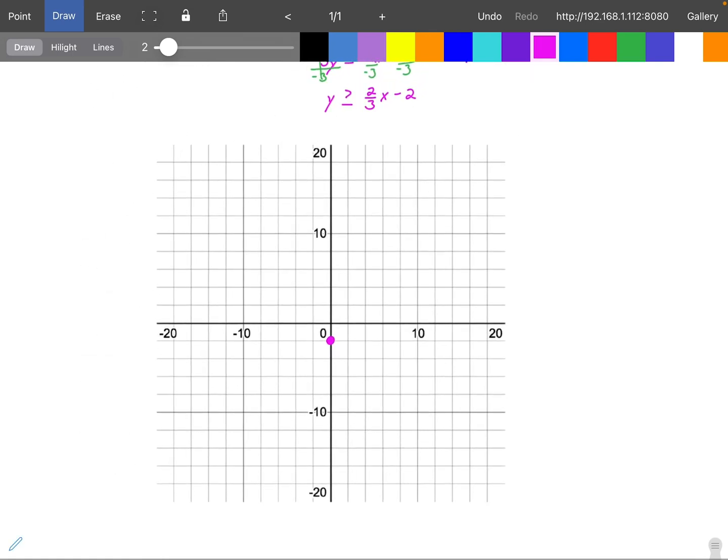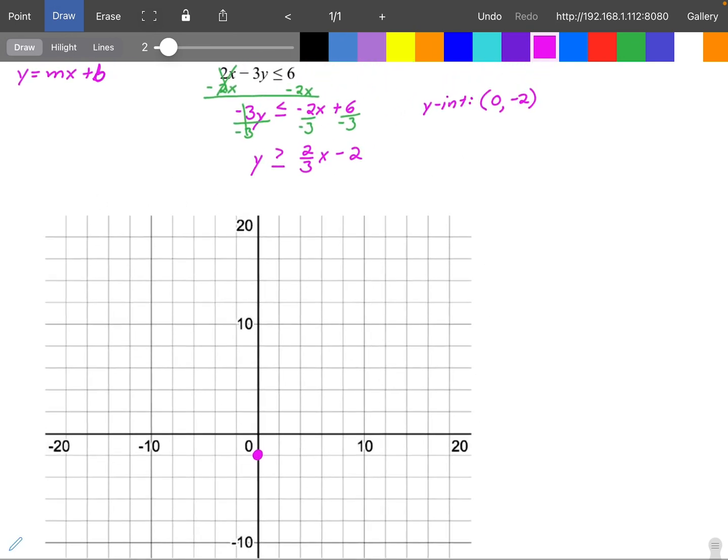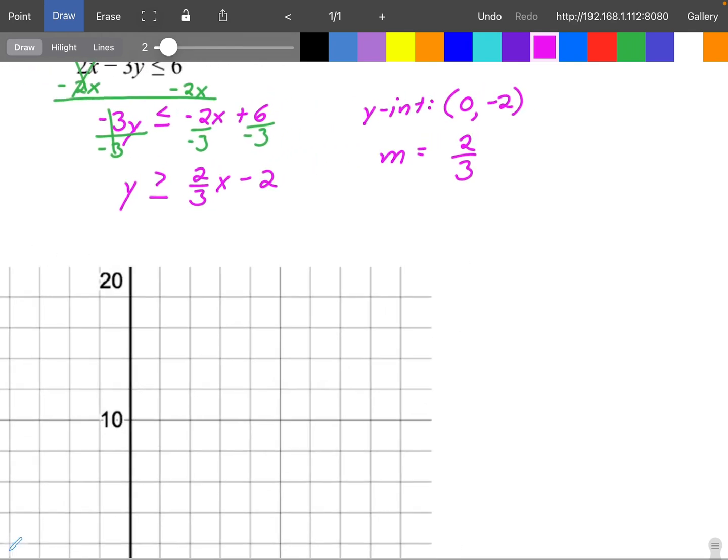Now I want to count my slope. Now my slope is going to be positive 2 over 3. So remember we said that the bottom number is always to the right. The top number is either up or down depending on whether it's positive or negative. So since this is a positive 2, that's up 2, and then right 3.